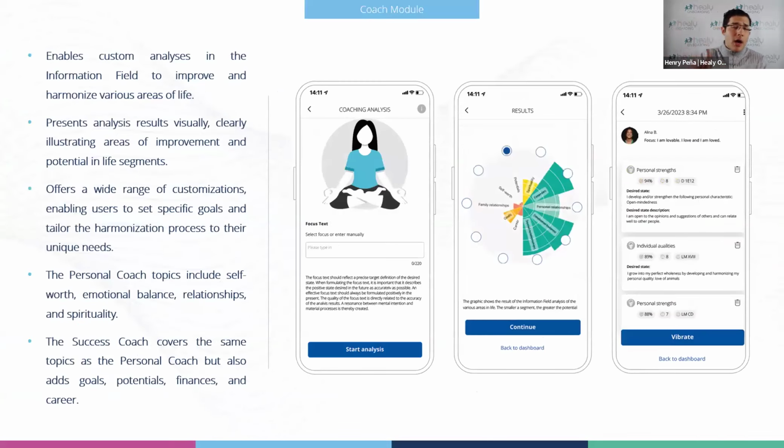So again, the aura is for the chakras, and then the coaching module is going to be more about specific areas of life that you want to focus on. You're going to have a personal coach and a success coach. The only difference between them is that the success coach will contain additional areas of life, as you can see on the left side of the screen. And the cool thing about the coaching module is that it keeps it simple. You don't really have to think that much. You basically just focus on yourself. You do the analysis, and then once you do the analysis, you get the results.